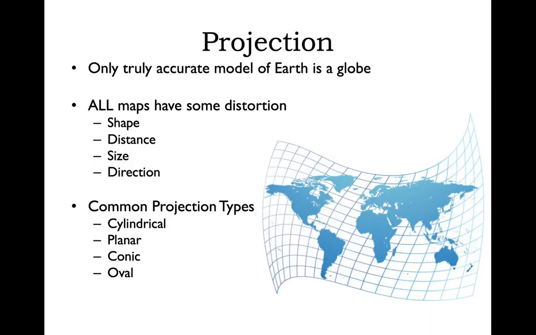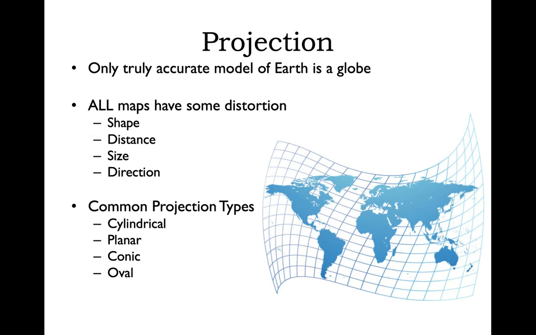Another term that geographers use to help describe maps is projection. Projection means that the only truly accurate model of Earth is a globe. And that's because Earth is a circular object, and a globe is a circular map. So in order to have a map without any projection or distortion, globes are our most accurate form.